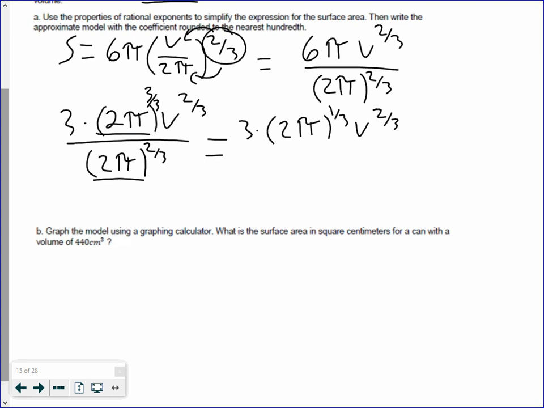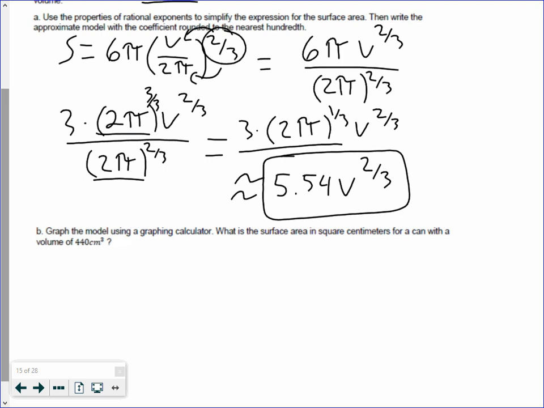And the last thing we have to do is figure out a coefficient. So we're going to plug 3 times (2π) to the 1/3 into a calculator and round it to the nearest hundredth. And when you do, you're going to get approximately 5.54 times V to the 2/3. So that's what our answer for part A is going to be. Let's actually write this properly: S is approximately 5.54 V raised to the 2/3.